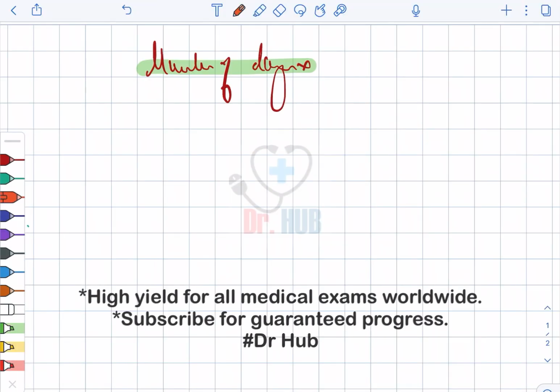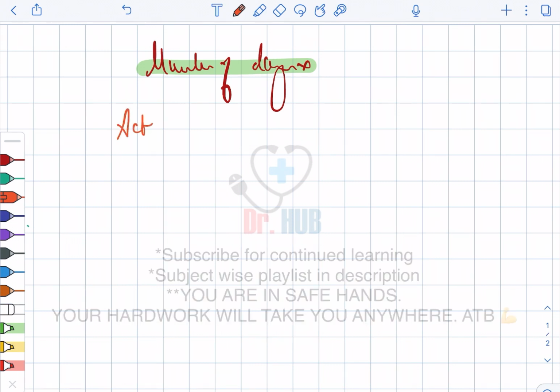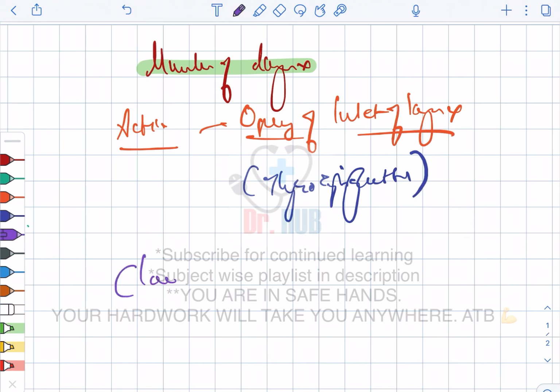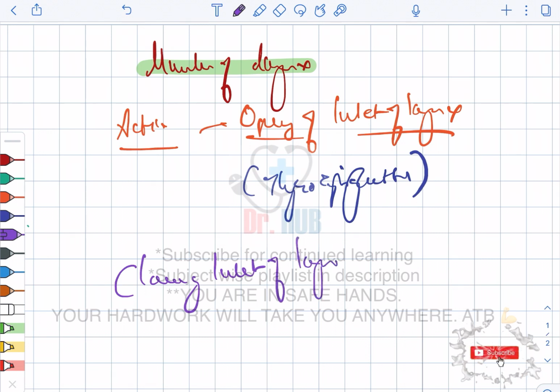Today we are looking at the muscles of the larynx. So we're looking at some of the actions, that is opening of the inlet of larynx. This is done by the thyroepiglottis.